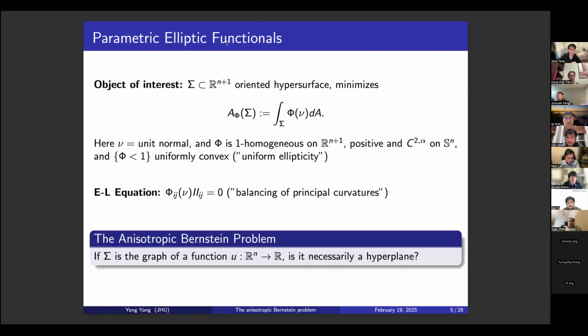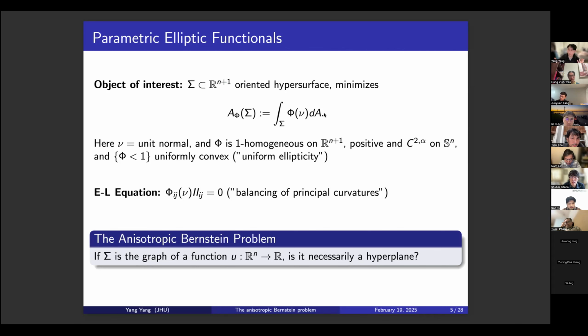This comes from studying the so-called parametric elliptic functionals. The object of interest right now is still a hypersurface in R^(n+1). But instead of minimizing the area functional, we ask something a little bit different. It's sort of like a weighted area functional: the integral of the area element, weighted by a function that depends only on the unit normal of the surface.